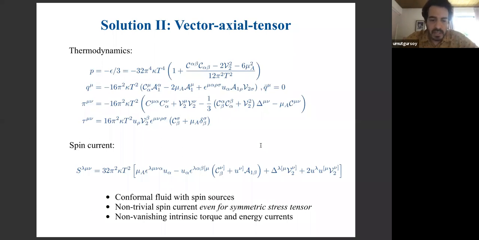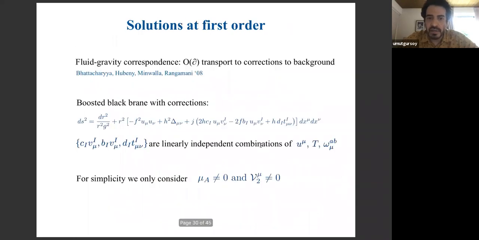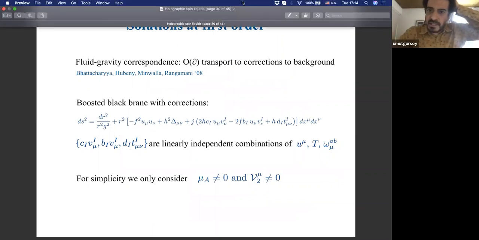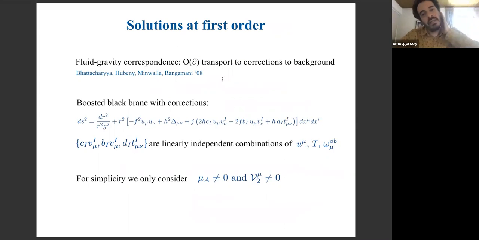Okay, and then there's a non-vanishing intrinsic torque and energy currents. So let me now go ahead, and the last thing that I want to show, don't worry, this is just one before the last slide, is that once you establish the zeroth order contributions, you can go ahead and just make the components of your black brane dependent on the space-time positions, and then expand in derivatives and use the fluid gravity correspondence to first order, for example, to identify and calculate the transport coefficients. So this is what we have done.